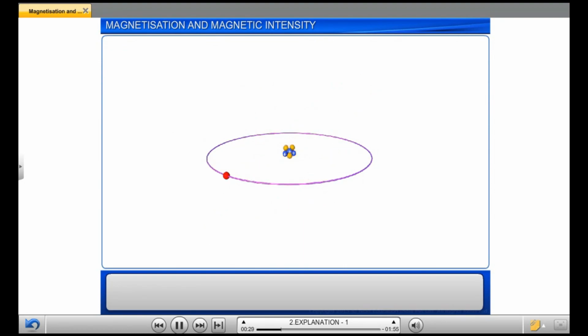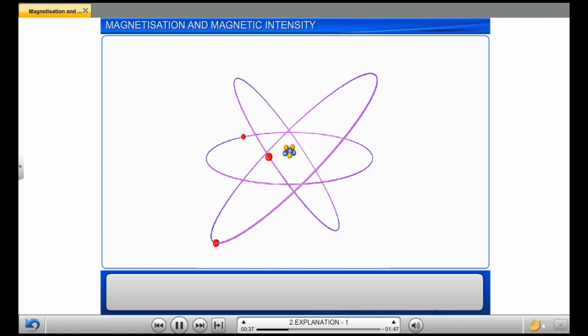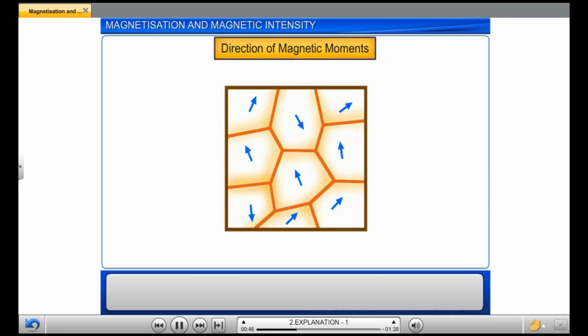We have seen that a circulating electron in an atom has a magnetic moment. The resultant magnetic moment of an atom is the vector sum of the magnetic moments of all such circulating electrons in the atom. Here, the magnetic moments of these atoms in an object are randomly oriented and their net magnetic moment is 0.